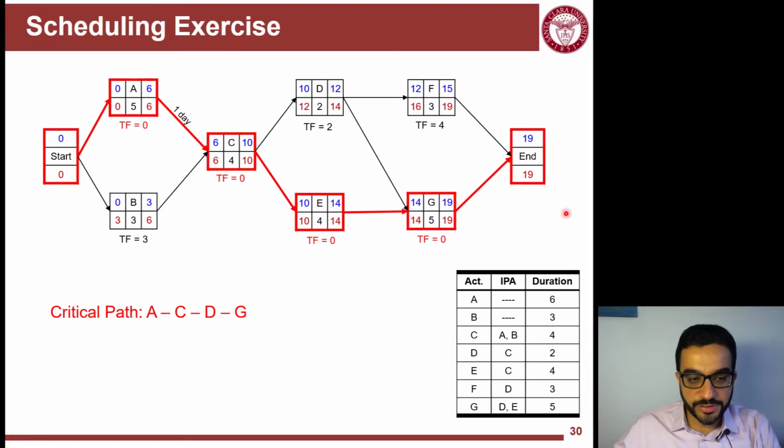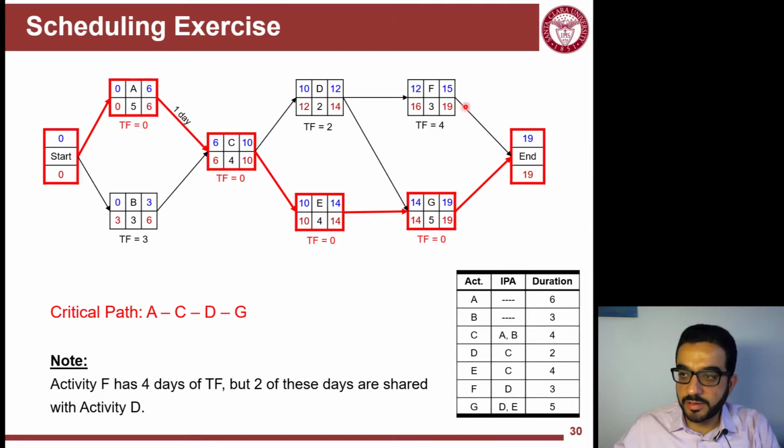One thing to pay attention to, kind of an interesting observation, is that activity F has a total float of 4. 2 of the 4 days of flexibility that I have for F is shared with D. So this means that F doesn't really have 4 days of float. It's dependent on the performance of D before it.